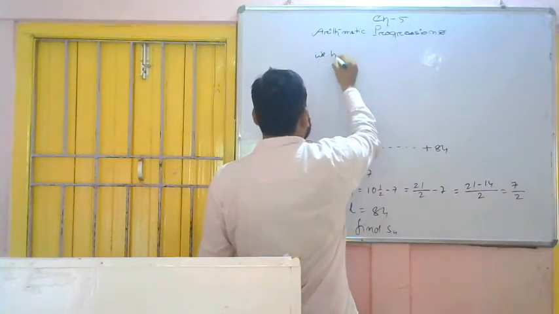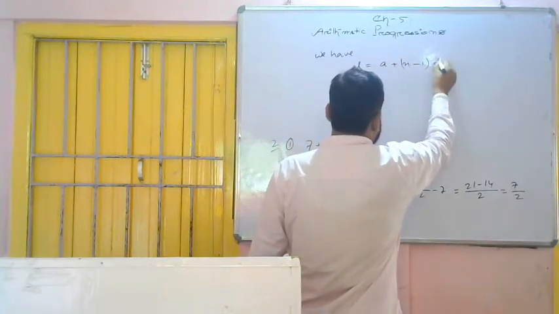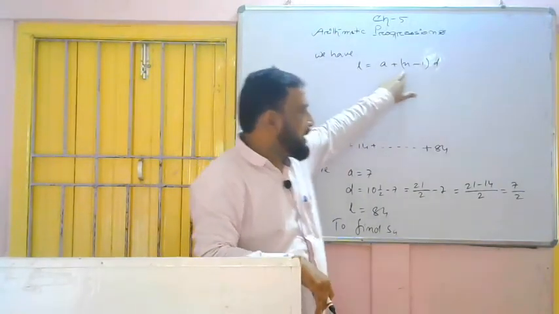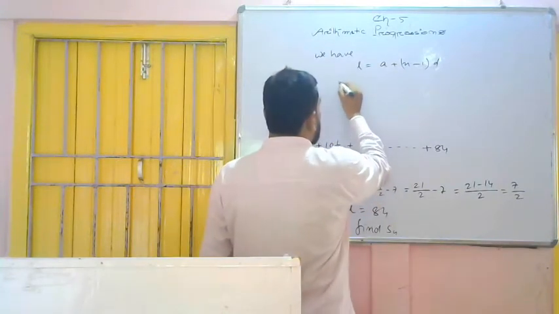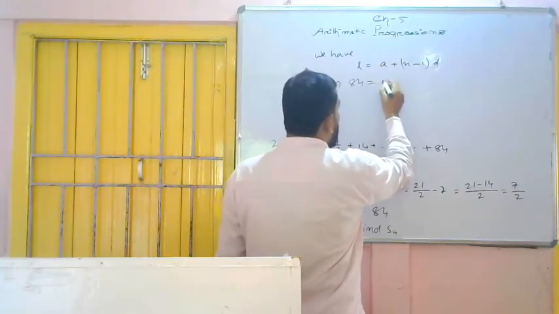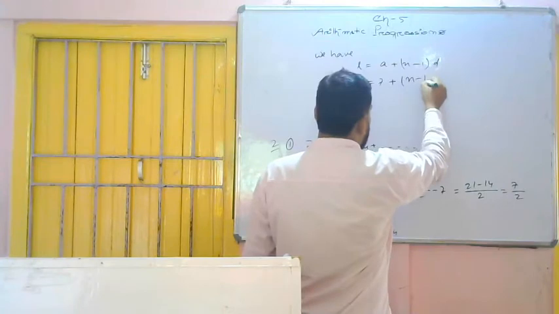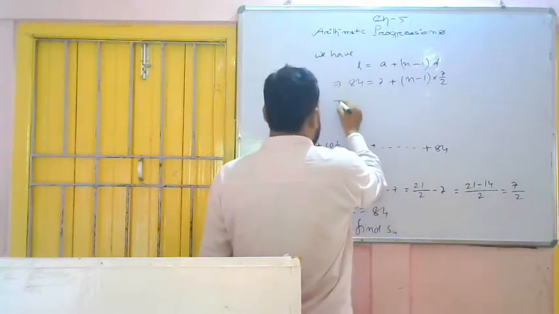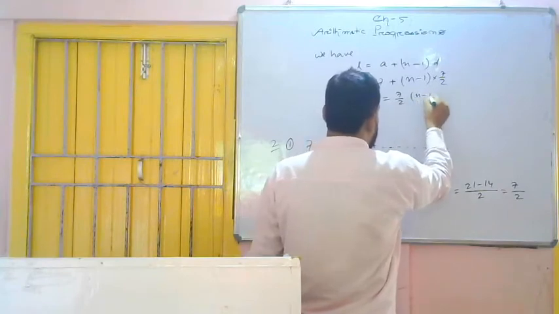We have L is equal to A plus n minus 1 into D. Here if you put the values of L, A and D, you will find n. Then you will use this n in the summation formula. So L is 84 is equal to, what is A? A is 7 plus n minus 1 into D. What is D? D is 7 by 2. Implies 84 minus 7 is equal to 7 by 2 into n minus 1.